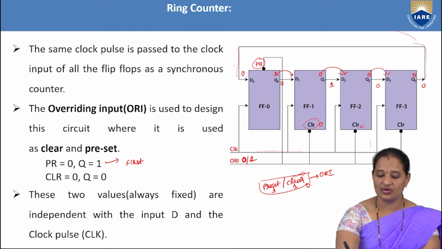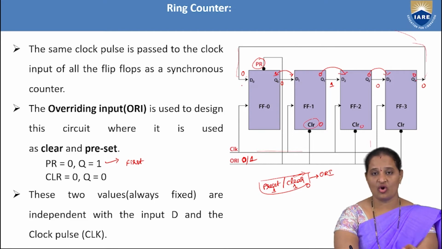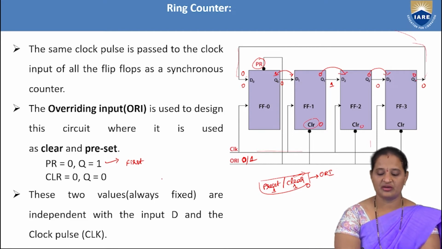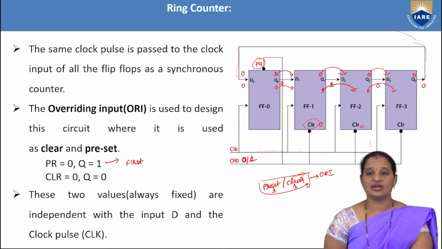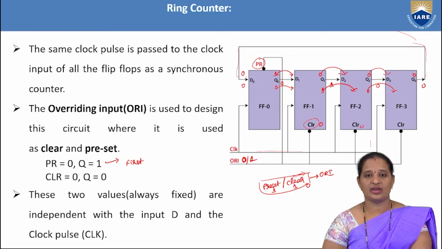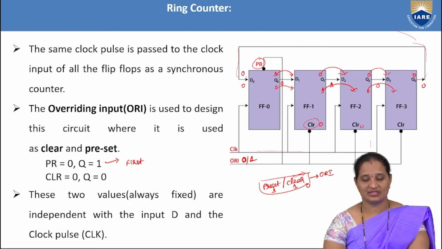During the next clock pulse, this 0 will be pushed here. Already we have 0 here. Now this 0 will be pushed here, and we have 0 here, this will be pushed. So that means during every clock pulse, the data will be shifted 1 bit to the right side.